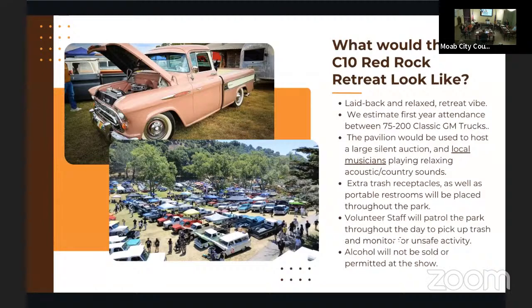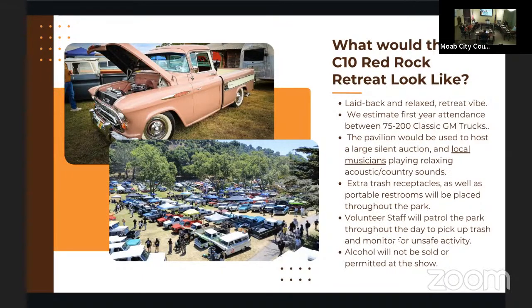So what would the C10 Red Rock Retreat look like? Like I said, we want it to be a laid back and relaxed event. We estimate that first year attendance could be between 75 to 200 classic GM trucks. This is different than the April Action Car Show. Once again, we don't allow cars at all. It's a different demographic of the community. The GM truck community is all over the nation, and these guys travel.